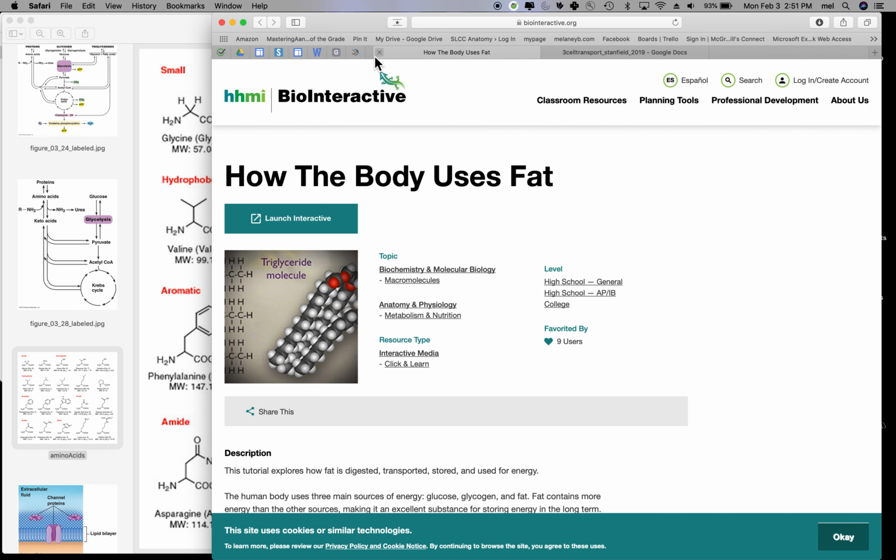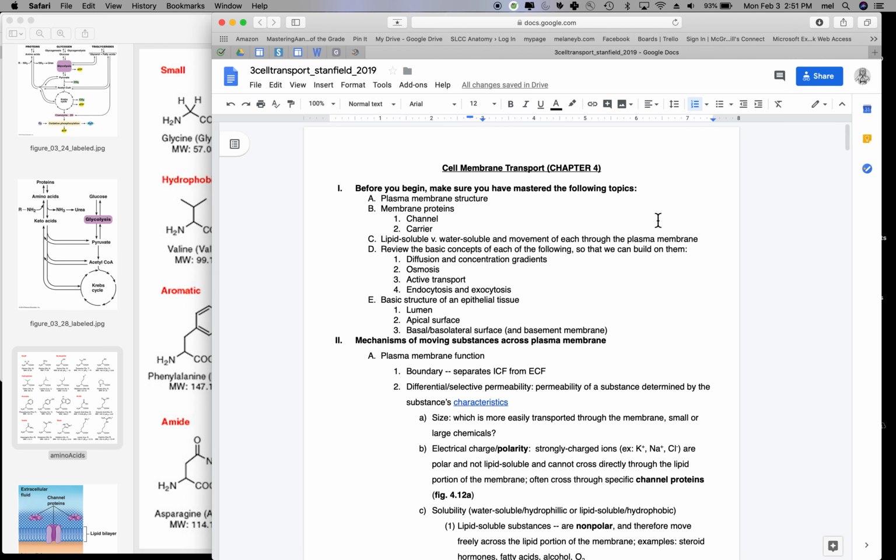We just had a tiny bit more to do. Okay, and then the next set of notes is really just revisiting cell transport, but trying to make sure that you approach it from a physiological perspective instead of just a 1610 perspective.